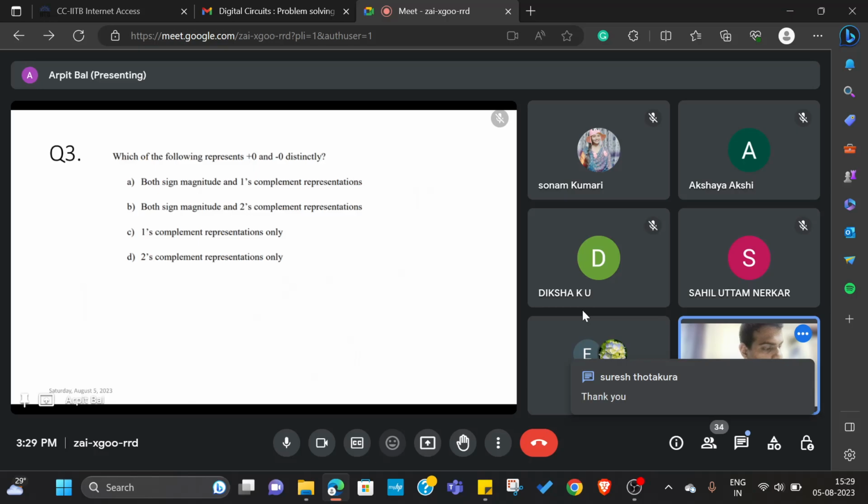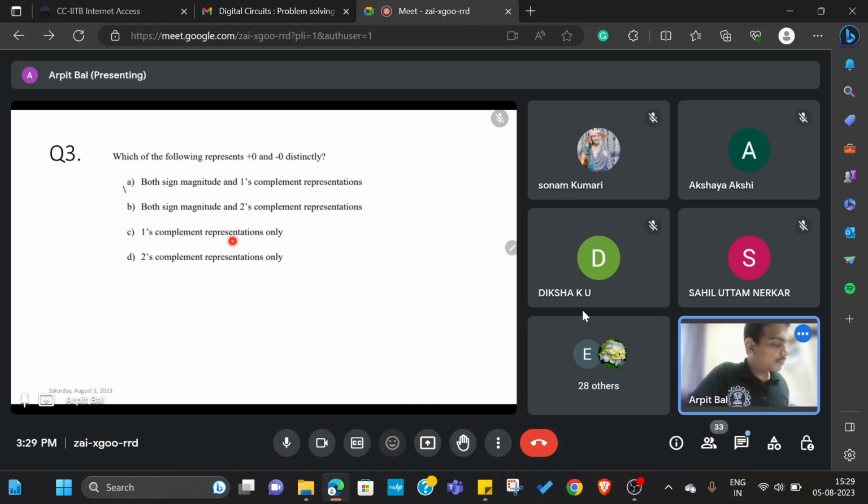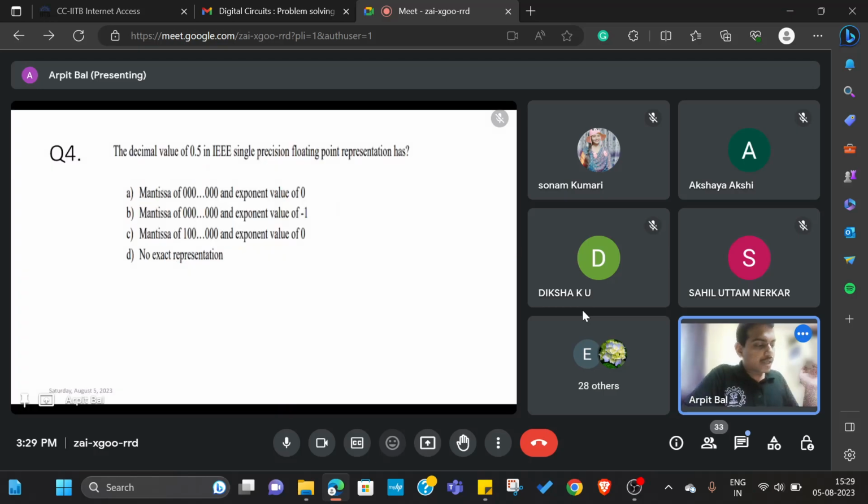Okay, so question number 3, it's a factual question. Which of the following represents plus 0 and minus 0 distinctly? It is both sign magnitude and one's complement representations. So option A. Okay, moving to the next question, question 4.